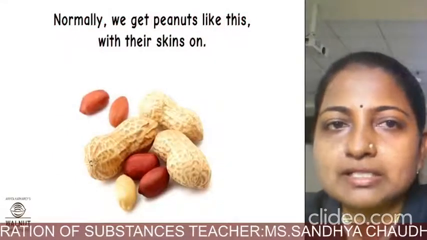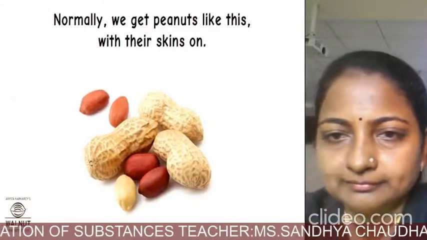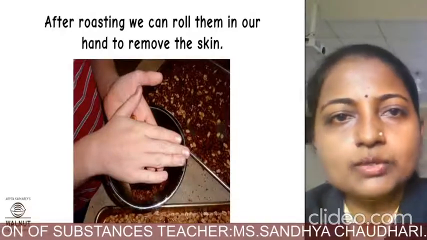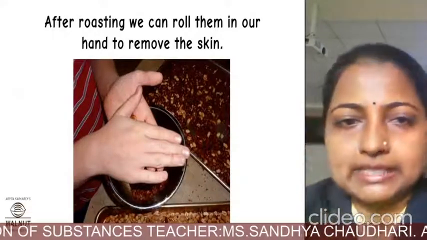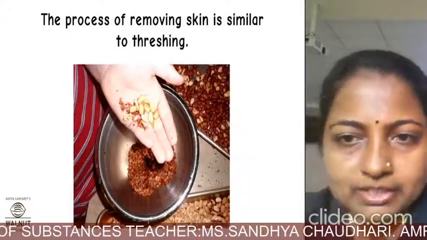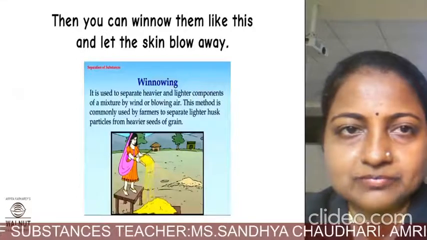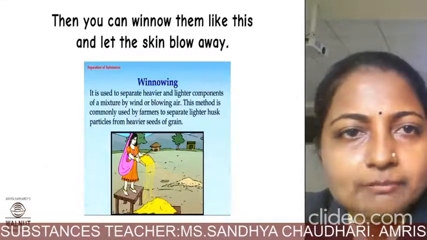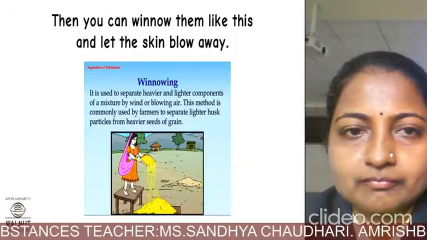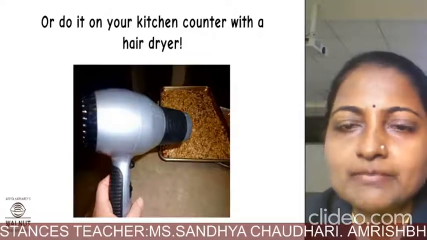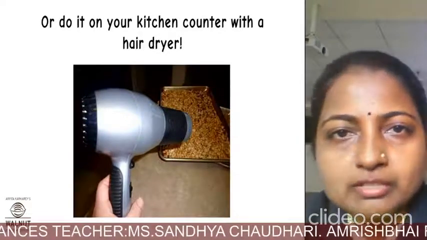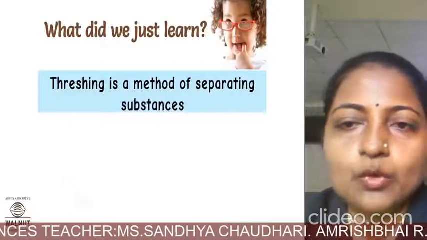Normally, we get peanuts like this with their skins on. After roasting, we can roll them in our hand to remove the skin. The process of removing skin is similar to threshing. Then you can winnow them like this and let the skin blow away. This method is used by farmers to separate husk from grains, or to do it on your kitchen counter with a hairdryer.